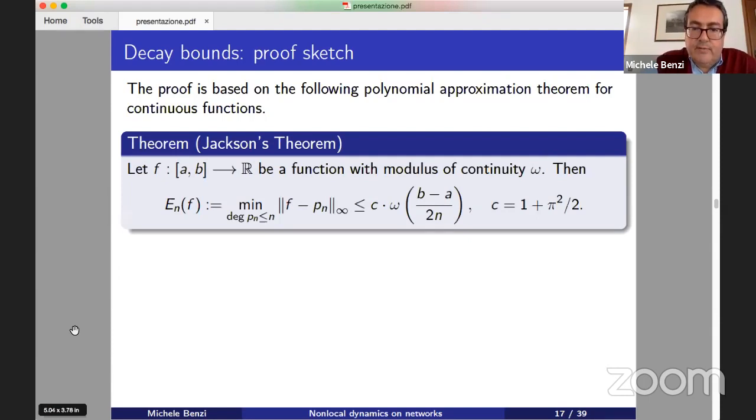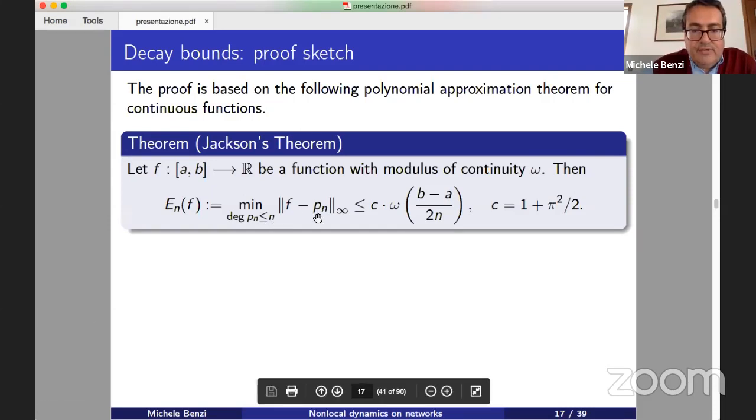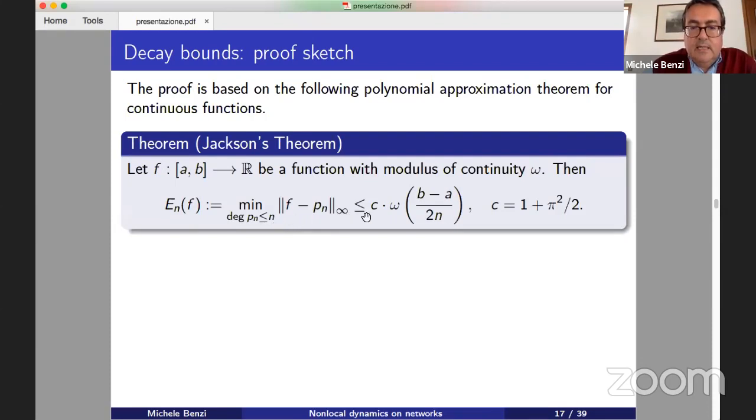Jackson's theorem says that if we have a function that has modulus of continuity omega, and remember, modulus of continuity is a function that quantifies how continuous a function is, then the best approximation error using polynomials of degree less than or equal to a given integer n is given by c times omega evaluated at (b minus a), the length of the interval, divided by 2n, where c is the constant 1 plus pi squared over 2, which is the origin of that constant on the previous slide. In particular, we will see what this modulus of continuity is in the case of Hölder continuous functions.